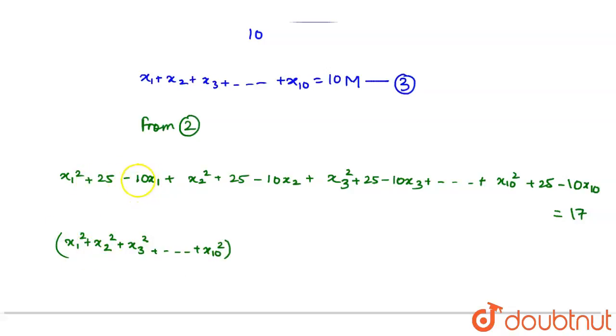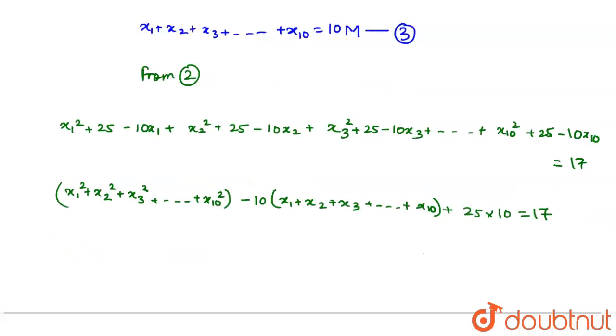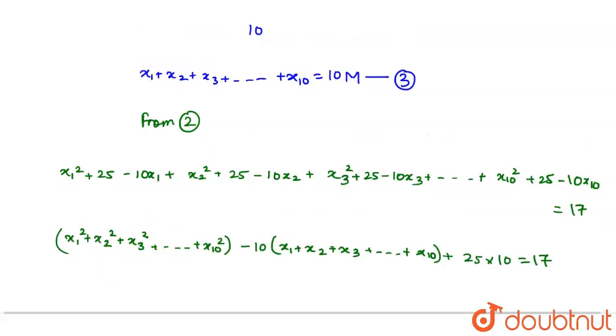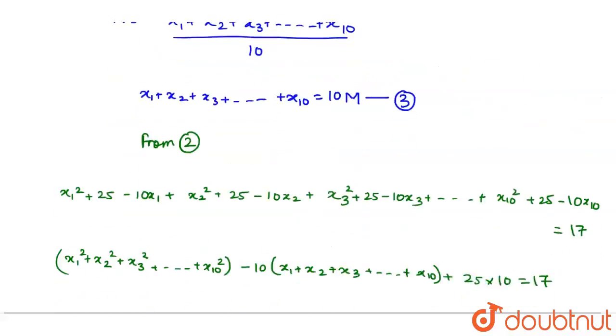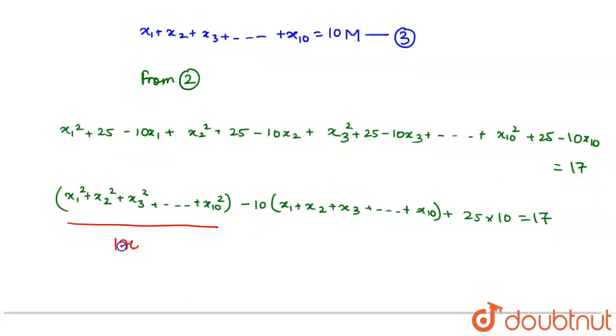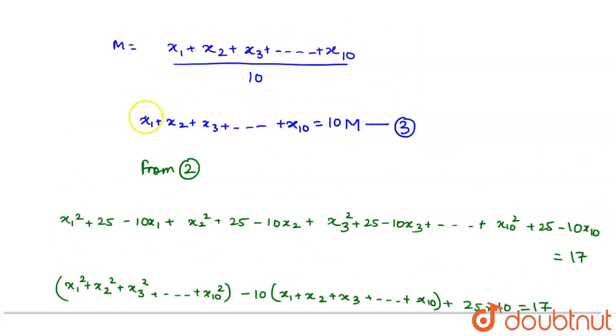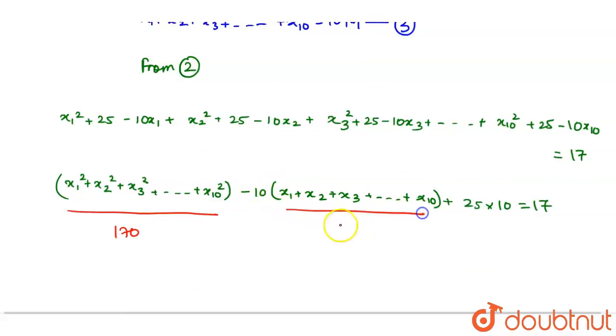make this in the bracket, and I'm getting 10 common from x1, x2, x3 and so on up to x10. So this would be minus 10 (x1 plus x2 plus x3 so on up to x10), and I am getting 25 ten times. So this would be plus 25 into 10 is equal to 17. So as I can see from equation number 1 that x1 square plus x2 square plus x3 square so on up to x10 square is equal to 170. So this would become 170. And from equation number 3 I can see that x1 plus x2 plus x3 so on up to x10 is equal to 10m. So this would become my 10m.